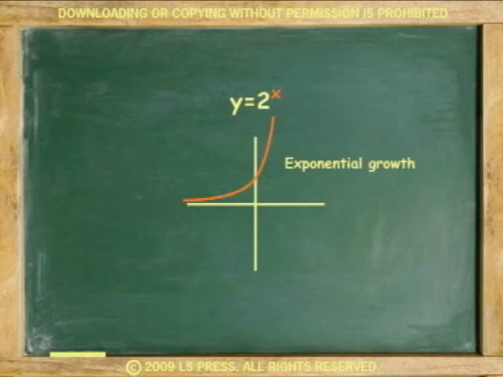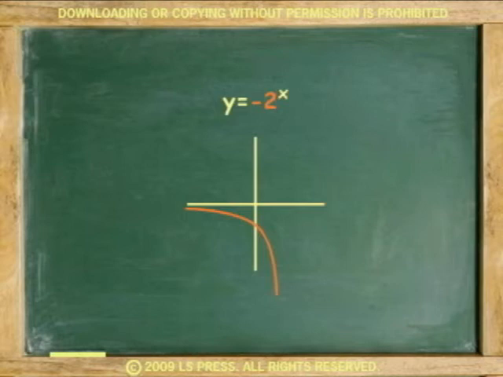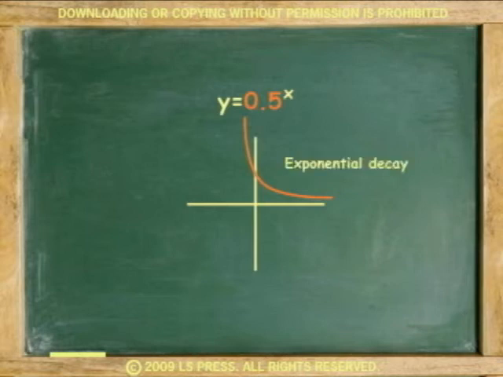Exponential curves have variations. If the coefficient is negative, a curve such as y equals negative 2 to the x will send the curve the opposite way, towards the negative side. And a decimal base such as y equals 0.5 to the x will make the curve decrease or drop rapidly. This type of curve is referred to as exponential decay.